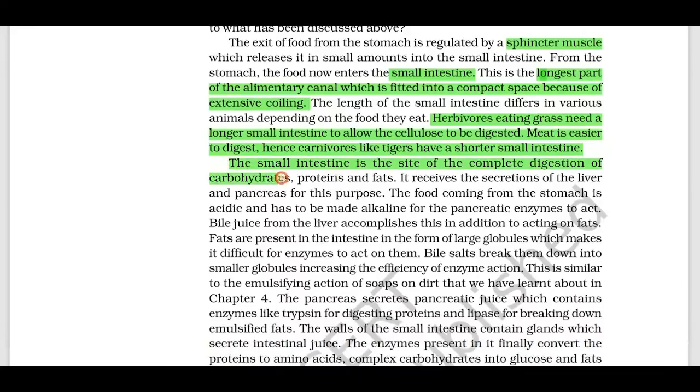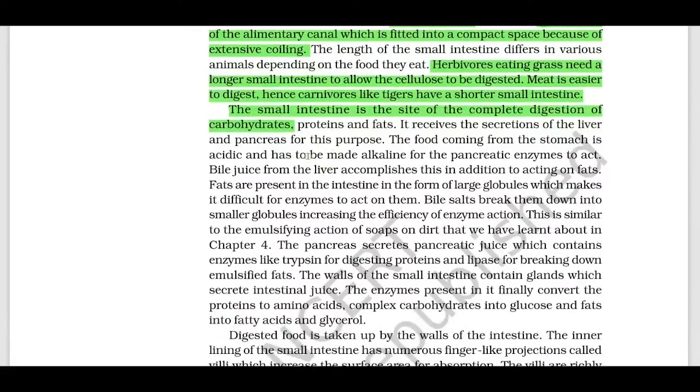Based on the small intestine, there are three questions. One is the longest part is what? The longest part of the alimentary canal is the small intestine, and also the site of complete digestion is the small intestine. The small intestine is the site of complete digestion of carbohydrates, proteins and fats.